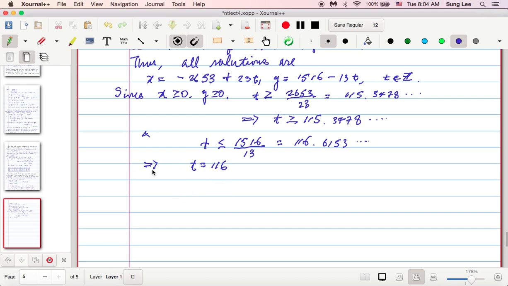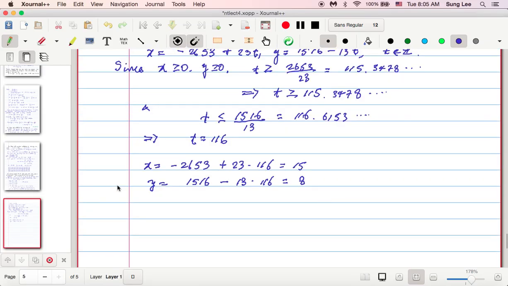So with this value, t equals 116, we have x equals negative 2653 plus 23 times 116, that equals 15, and y equals 1516 minus 13 times 116, which equals 8. Okay, so there is only one solution.